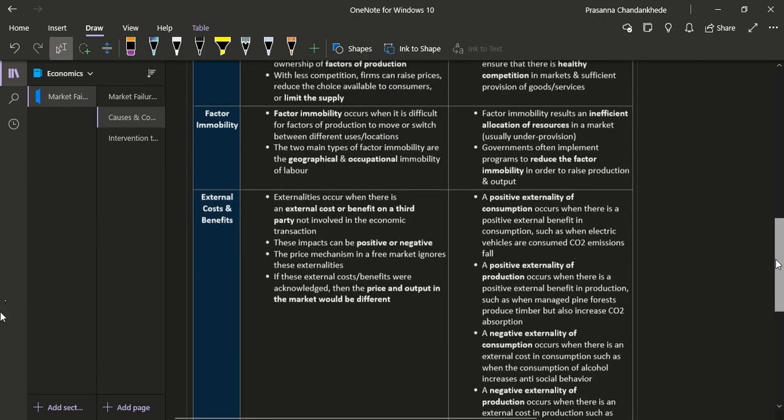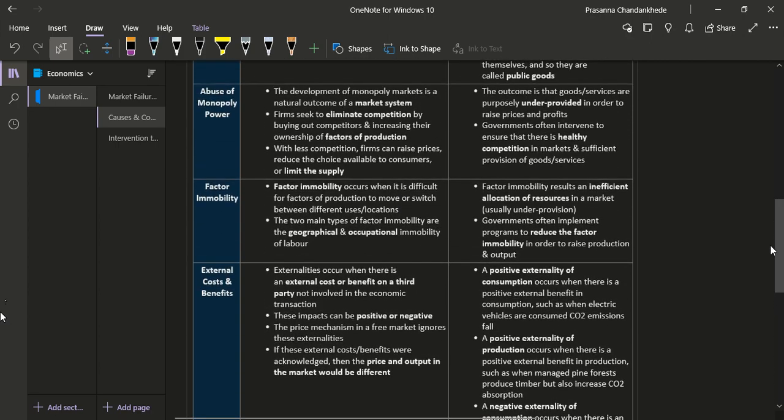Abuse of monopoly powers. Development of a monopoly market is a natural outcome of a market system. Firms seek to eliminate competition by buying out competitors and increasing their ownership of factors of production. With less competition, firms can raise prices, reduce the choice available to customers, or limit the supply. The outcome is that goods and services are purposely underprovided in order to raise prices and profits. Governments often intervene to ensure that there is healthy competition in markets and sufficient provision of goods and services.